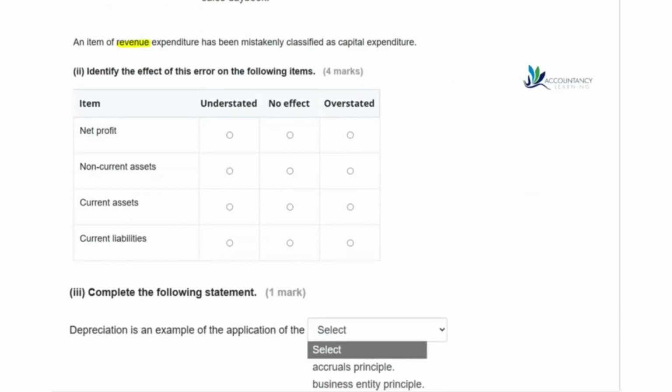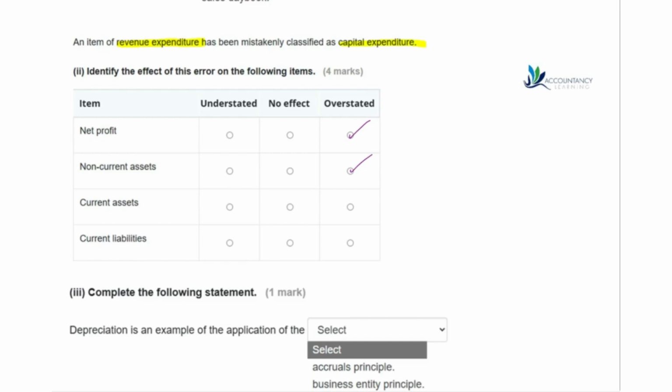An item of revenue expenditure has been mistakenly classified as capital expenditure. Identify the effect of this error on the following items. Net profit. So the revenue expenditure would be a cost to the business. So that's missing from our accounts, which means our profit is going to be overstated because those costs haven't been taken into account as it's been put into the capital expenditure instead. Non-current assets, again, that will be overstated because it's gone in as capital expenditure, so our non-current assets will be higher than they actually are.